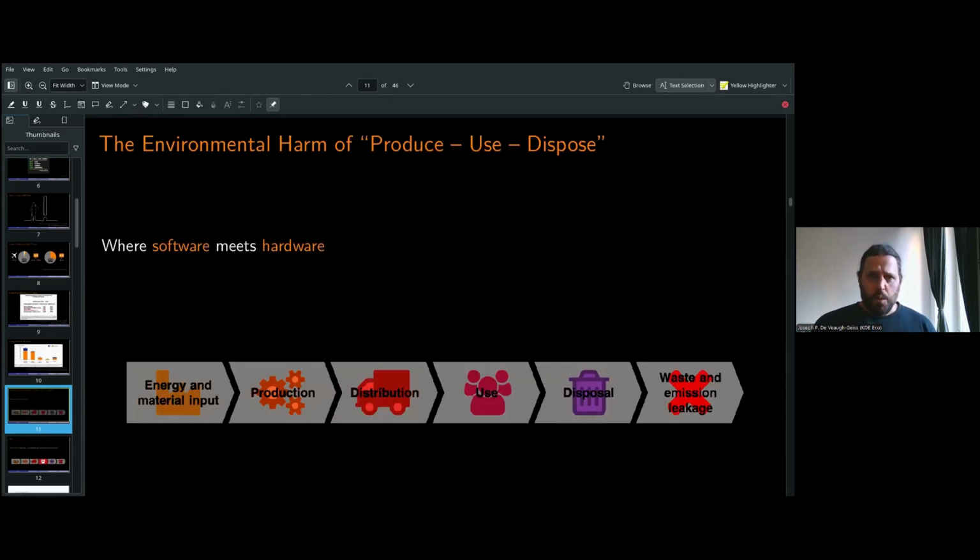So what I'm going to talk about today is the environmental harm of this linear model of the produce, use, dispose digital economy. And I'm going to talk about it in terms of where software meets hardware. So what we want, because of all that embodied carbon that goes into the manufacturing of a device, we want to interrupt that disposal stage, right? We want to keep those devices in use so that we don't have to then produce new ones and pollute the environment at a disposal site.